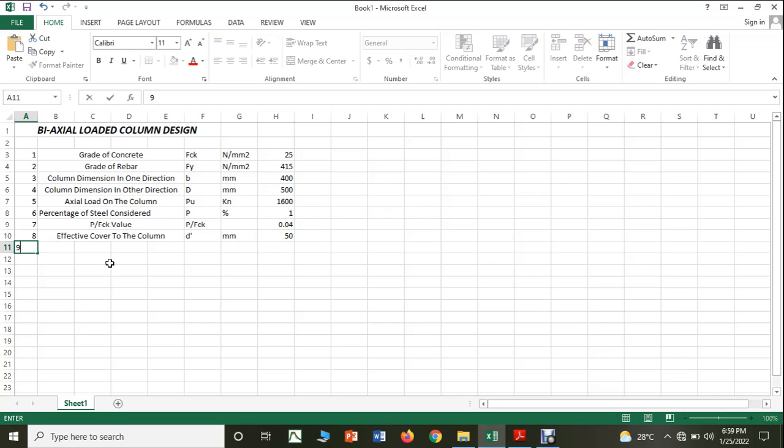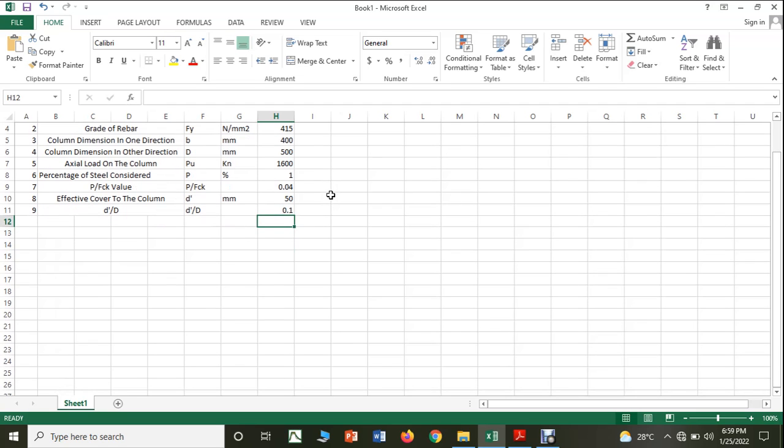Okay, so therefore I'm going to find out now d dash by capital D value. So this will be d dash by capital D. No unit for this, so I can find it as this divided by capital D, which will be 0.1.